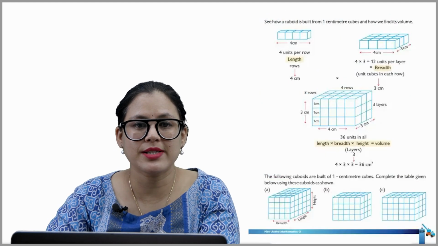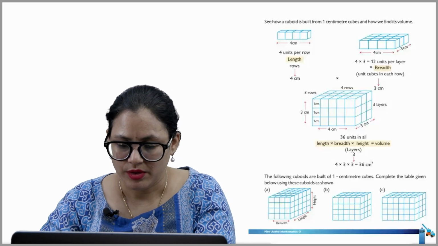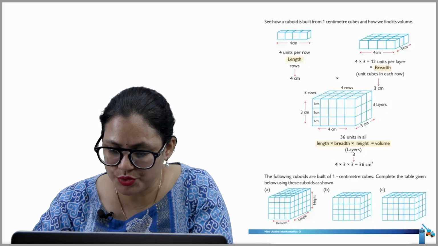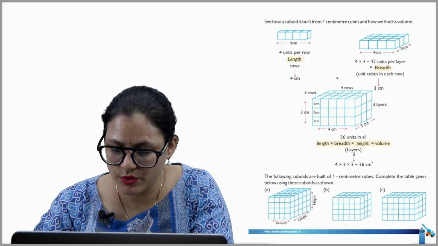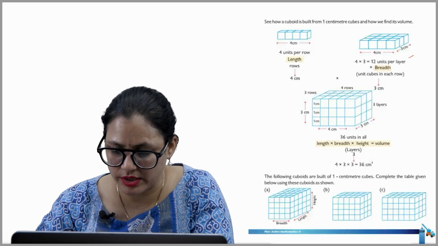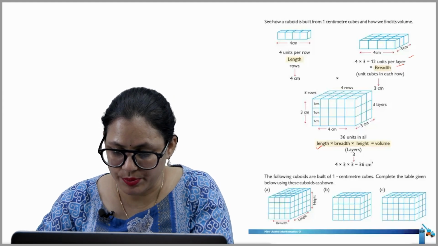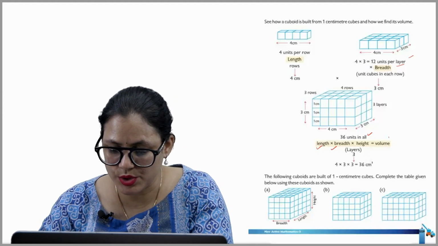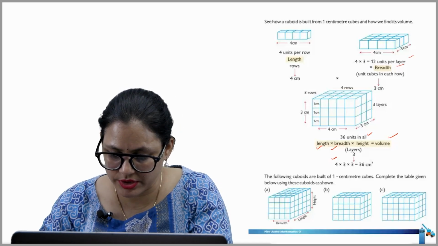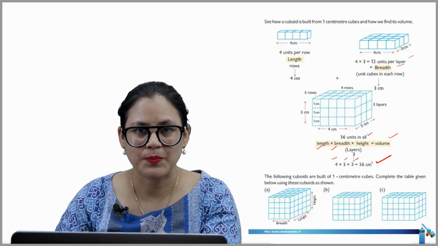See how a cuboid is built from 1 centimeter cubes and how we find its volume. See, 4 units per row. And here 4 into 3: 1, 2, 3, 1, 2, 3, 4 and 1, 2, 3. So, 4 into 3 is equal to units per layer into breadth. And here length into breadth into height is equal to volume. So, length is 4, breadth is 3 and height is 3. So, 36 centimeter cube is the volume.